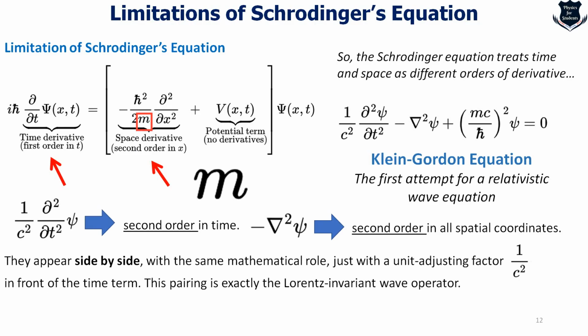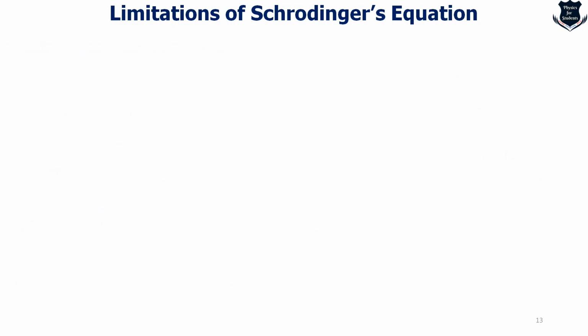So from here you can see this appears side by side, and this pair is exactly the Lorentz invariant wave operator. Getting a Lorentz invariant wave operator makes things simpler. We get something on equal footing of space and time following special relativity, and something which doesn't change with the change in the frame of reference.